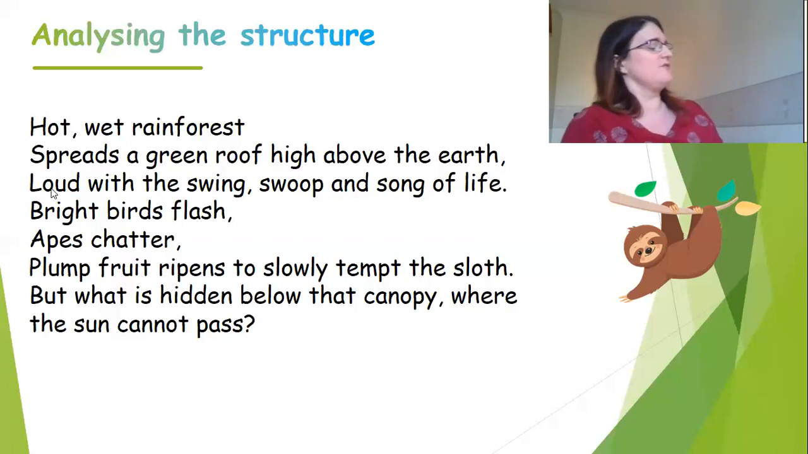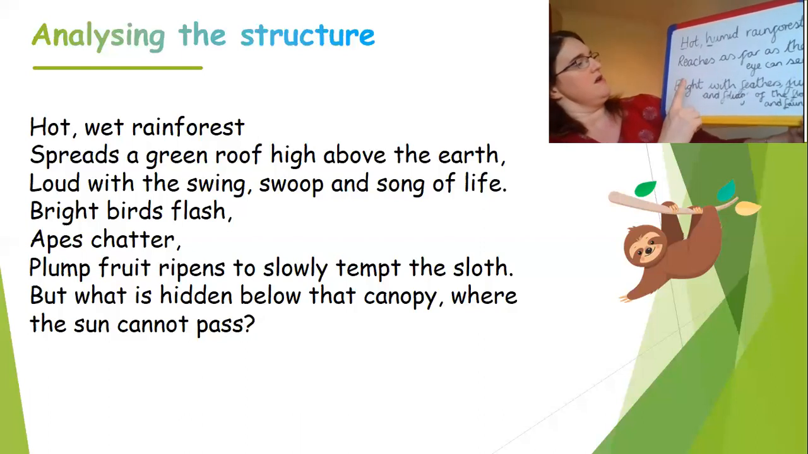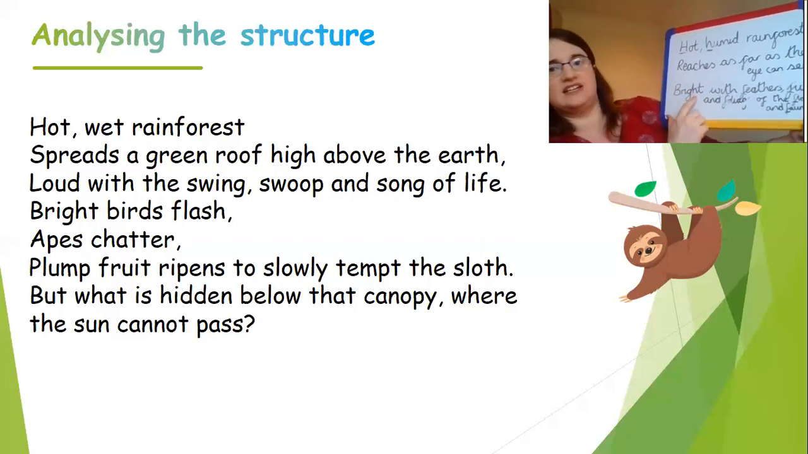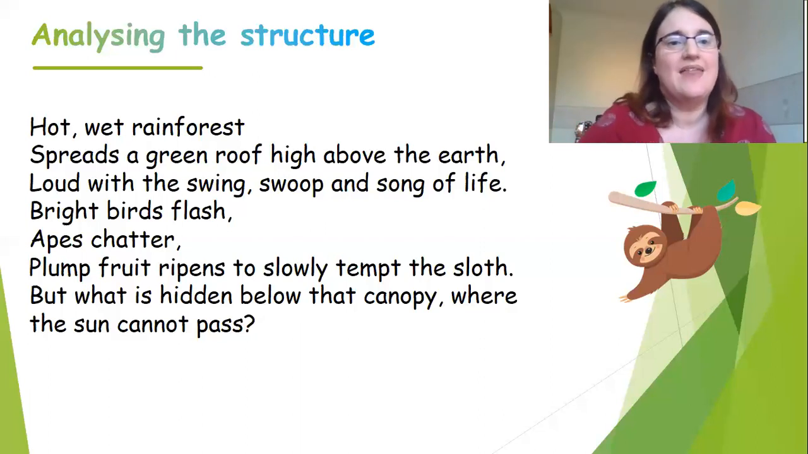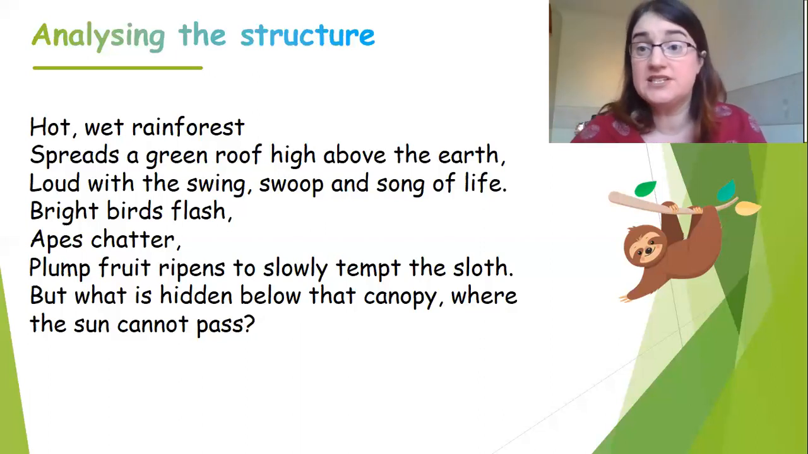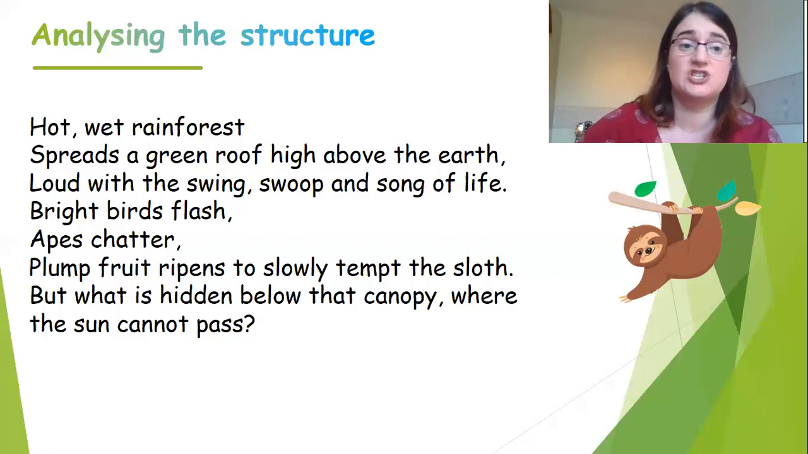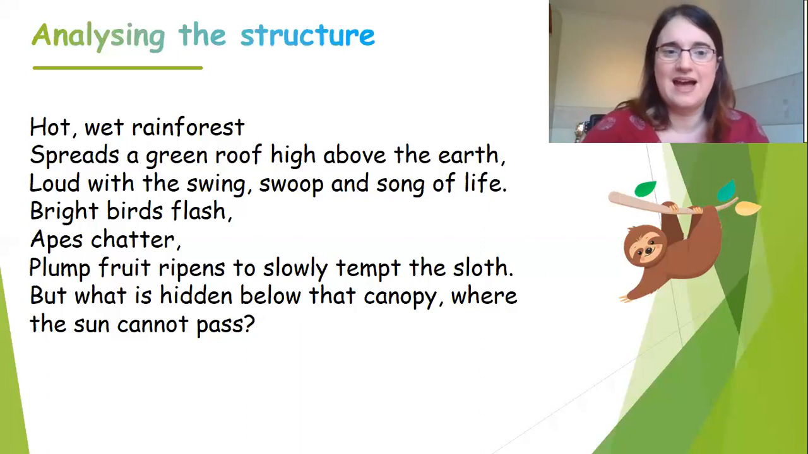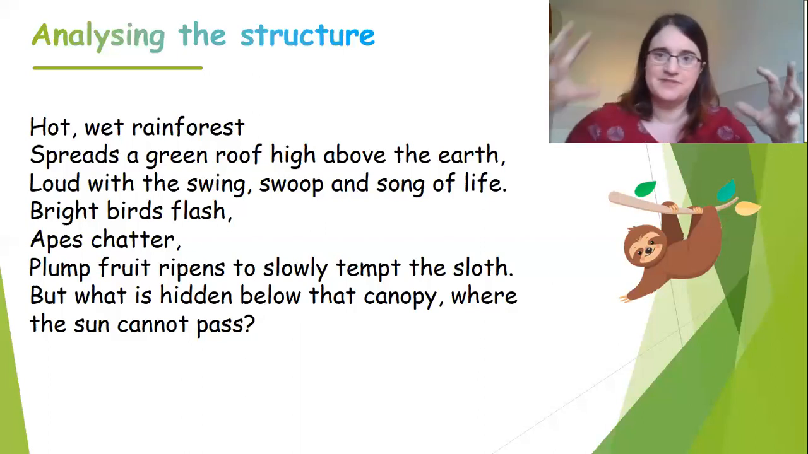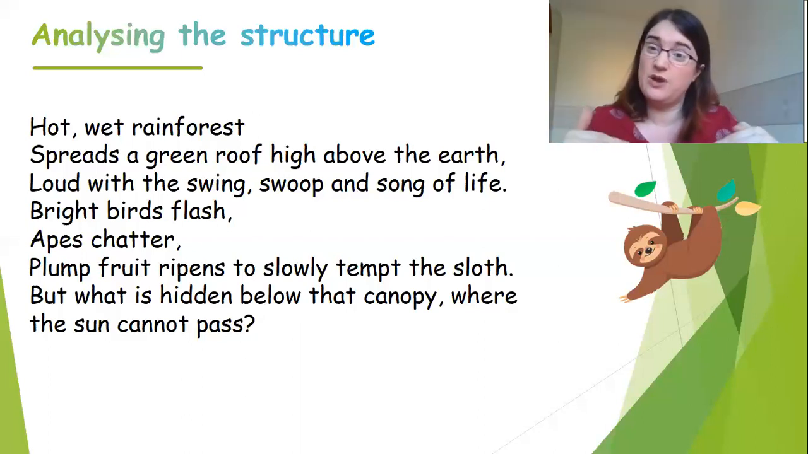I had, what did I have on mine? I had bright. I described what it looked like, didn't I? And then we've got bright birds flash. So two nice short lines again here, bright birds flash. So adjective, noun, and verb, and then a noun and another verb. And then we had something happening to tempt something else. And then our final line was a question.